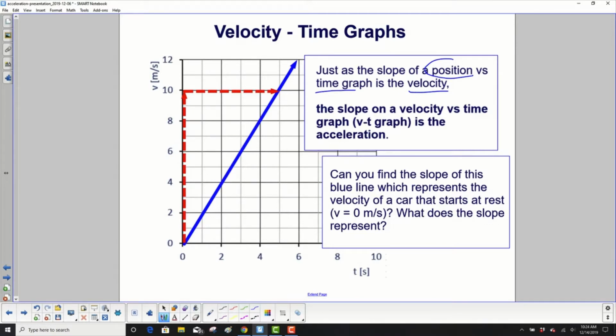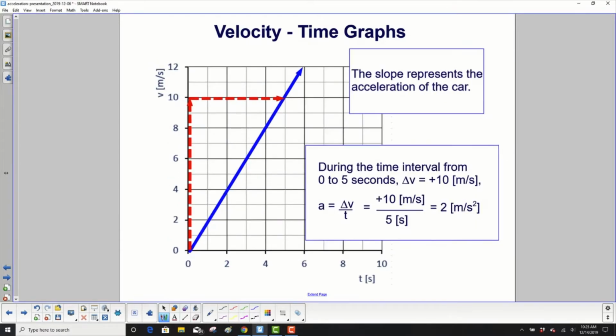Can you find the slope of the blue line over here, which represents the velocity of a car that starts at rest, where v is equal to 0 meters per second? What does that slope represent? We put in a couple of dashed red lines to help you out. The slope represents the acceleration of the car.